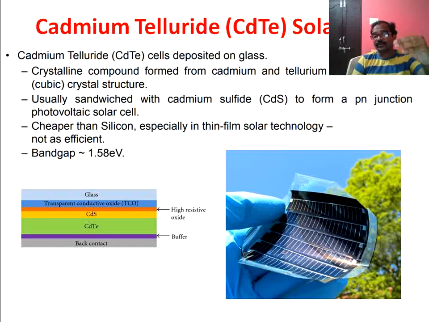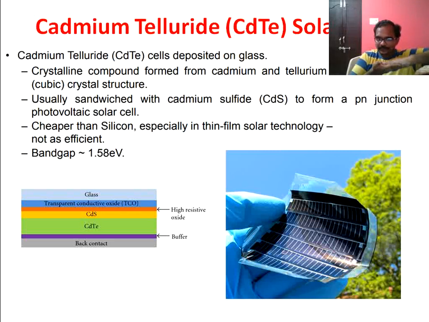But here, two different band gap materials will be used. The top layer is a CdS, cadmium sulfide layer, which acts as an n-type layer, and the band gap is 1.58 electron volts. And the bottom layer is cadmium telluride, which acts as a p-type layer, which has a band gap of 1.45 electron volts. That is, the top layer has a larger band gap compared to the bottom layer, and this n-type and p-type will be combined together to form a p-n junction, similar to that of monocrystalline solar cells.